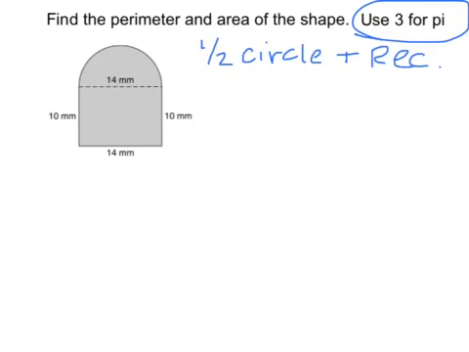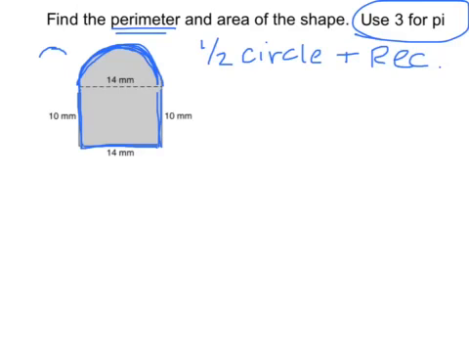Let's go ahead and start by doing the perimeter first. To find the perimeter, I need to figure out the distance here, and then I'm going to add this side plus this side and this side to that. Well, obviously the 10 plus the 14 plus the 10, that's very easy to find. What's going to be a little bit harder is finding this portion around this. Well, we know how to find circumference. Remember, circumference is the distance around a circle. Well, I only want half of it.